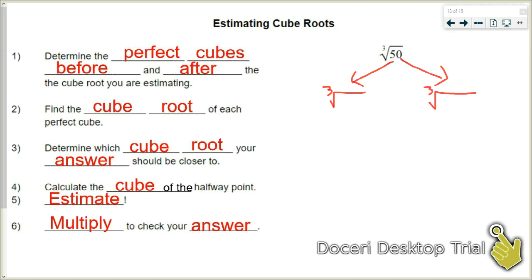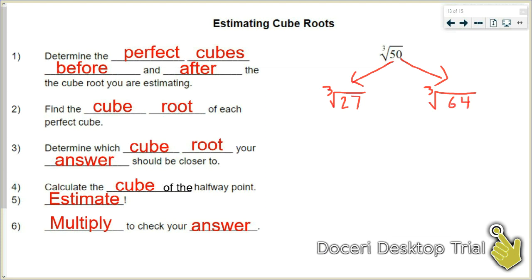Okay? So then if you go back up to your list, you can tell that 27 and 64 are going to be the perfect cubes before and after. So let's go ahead and fill those in. So 27 and 64. Okay.